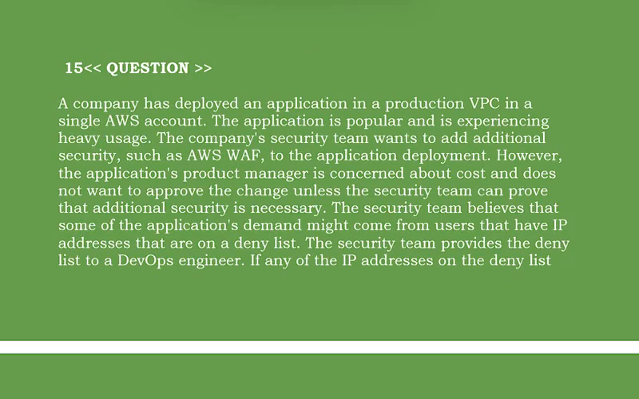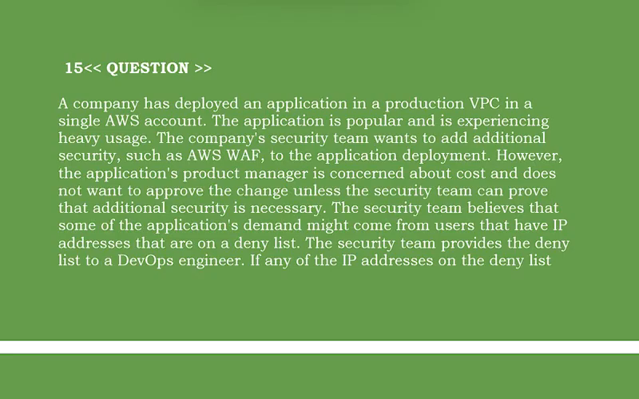Question: a company has deployed an application in a production VPC in a single AWS account. The application is popular and is experiencing heavy usage. The company's security team wants to add additional security such as AWS WAF to the application deployment. However, the application's product manager is concerned about cost and does not want to approve the change unless the security team can prove that additional security is necessary.